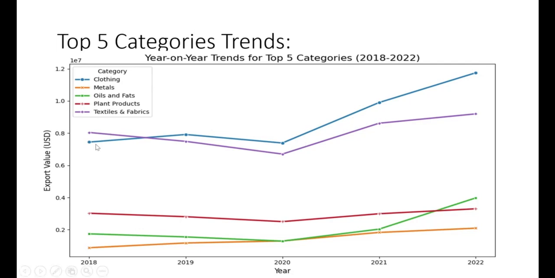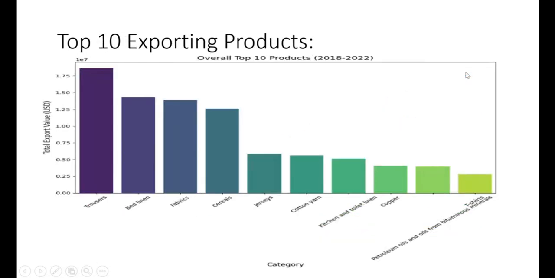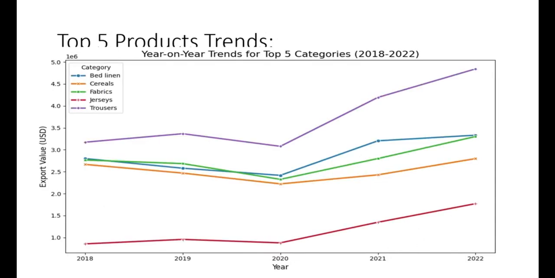In 2018, the top category is textile and fabrics, and then in 2022, the top category is clothing. So these are the top 10 exporting products. This shows that the top exporting product is trousers, then bedlinen, then fabrics, and so on, over the overall 5 years. These are the trends of the top five products. Like in 2018, the top product is trousers, and in 2022, it is also trousers. These trends show me the line of in which year there was less export, and in which year we made the top export, and so on.